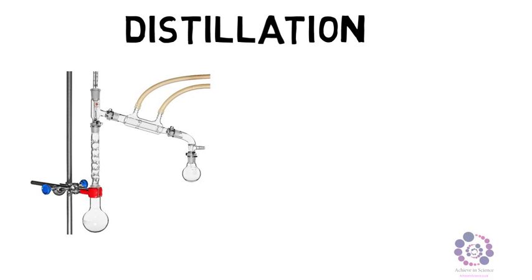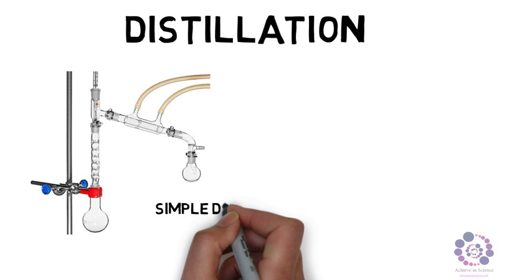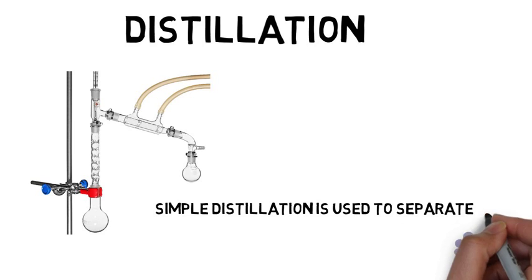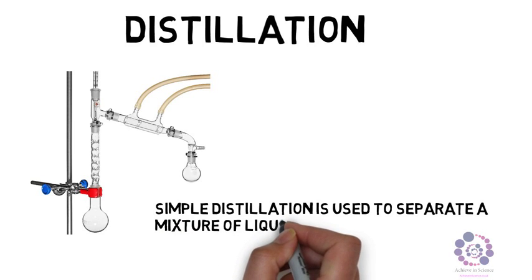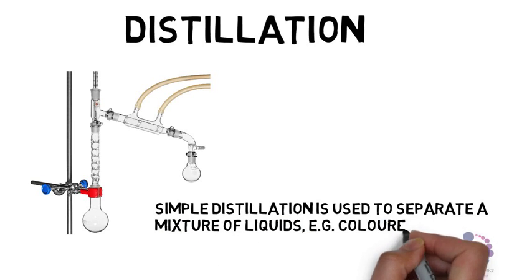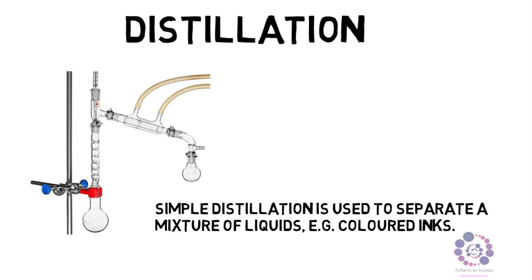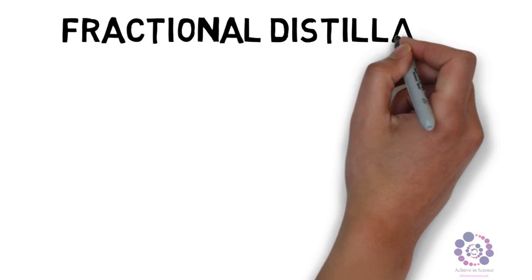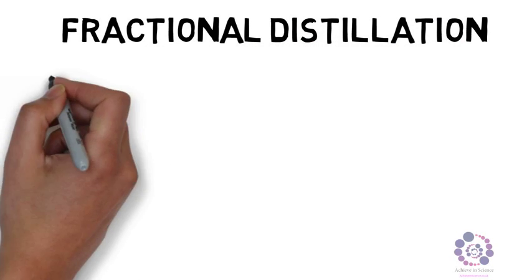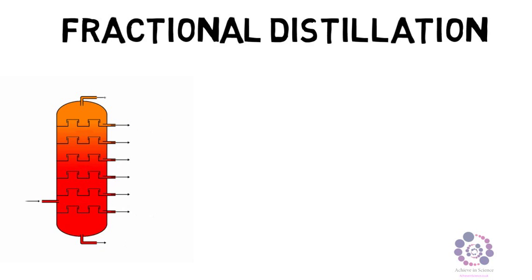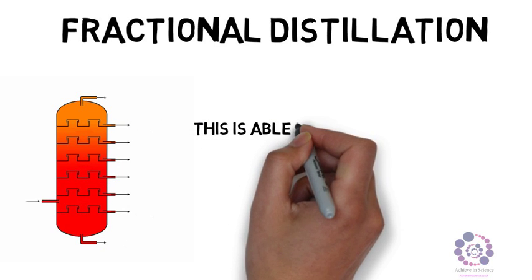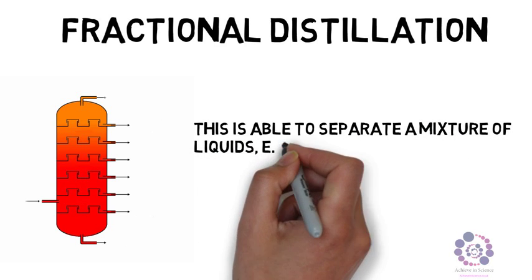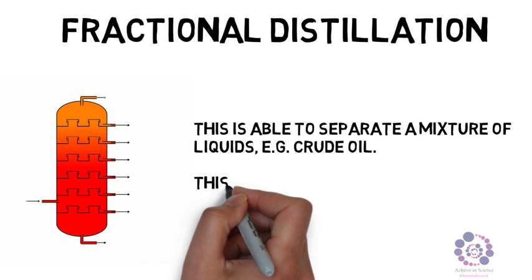Simple distillation is used to separate a mixture of liquids, e.g. coloured inks. A more complex method would therefore be fractional distillation. This is able to separate a mixture of liquids, e.g. crude oil. This works because different liquids have different boiling points. You will cover more detail in this in a separate video.